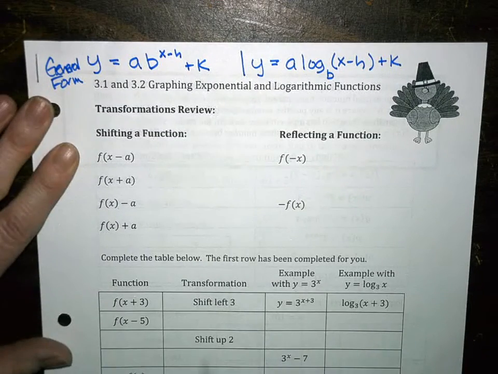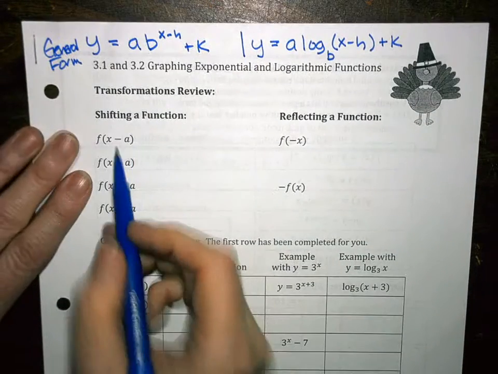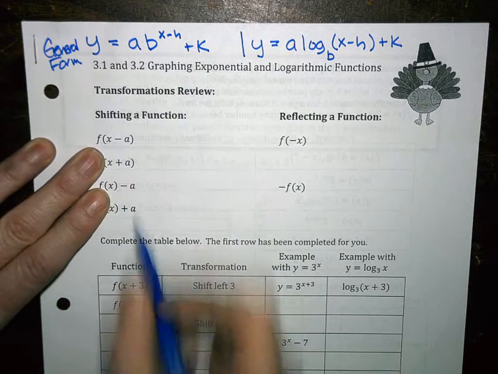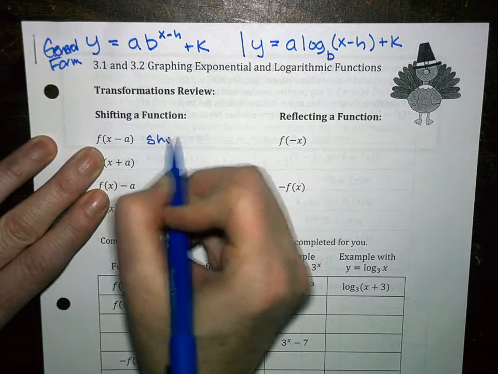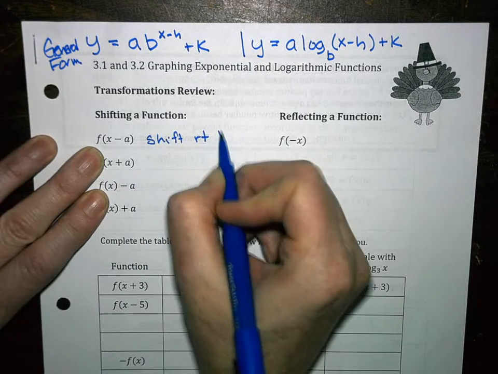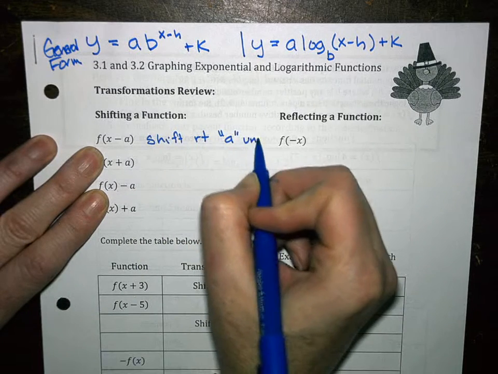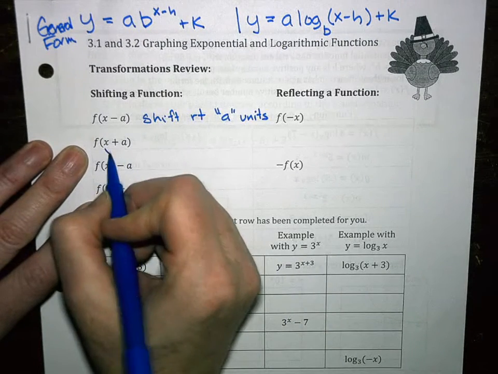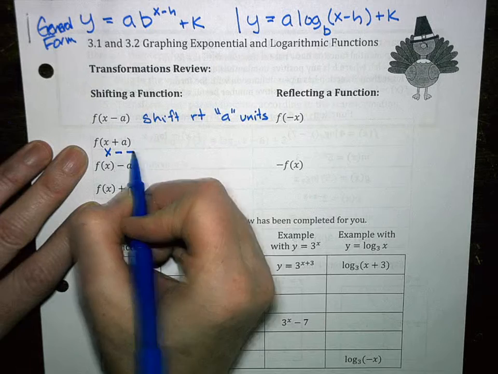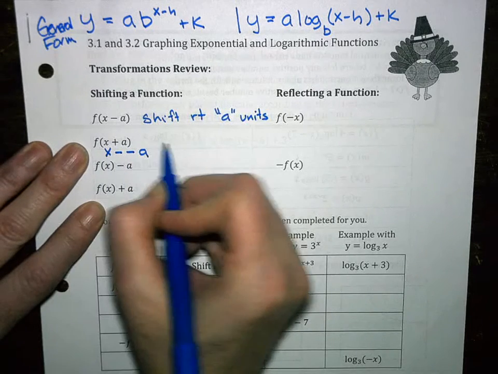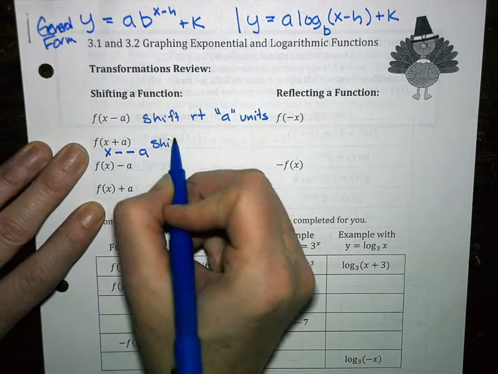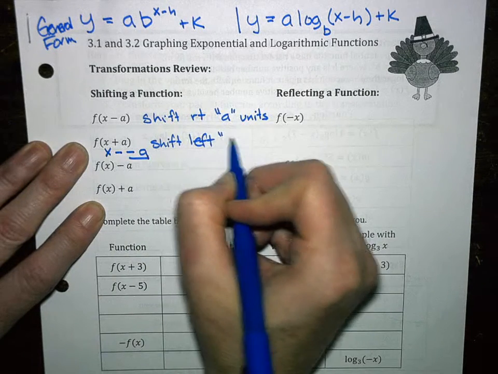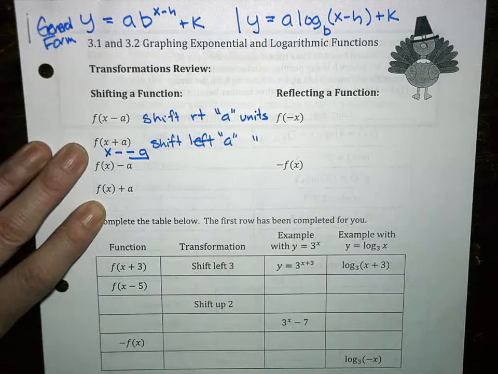So let's remember how functions shift. When I have the function x and I have x minus a, which we see up here as h, what happens? I shift right a units. When I have x plus a, what is that? That is x minus a negative a, right? So what does it do? It shifts. I have a negative a, so left a units.